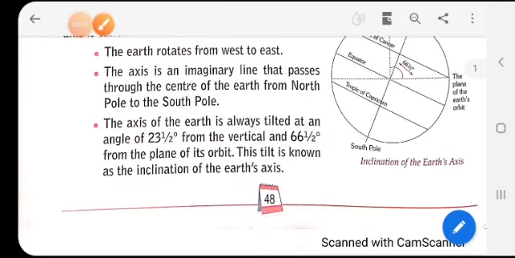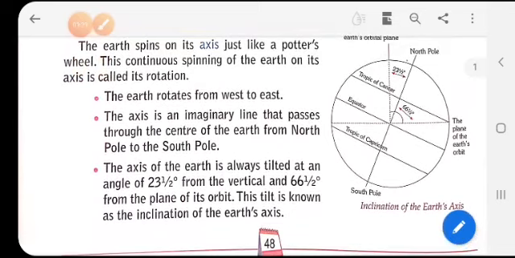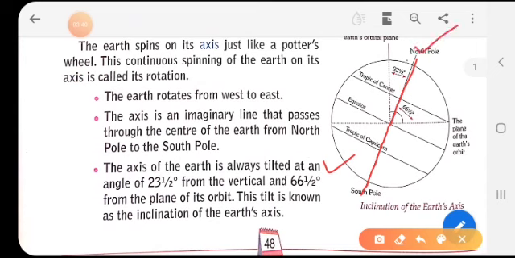The axis is an imaginary line that passes through the center of the earth from North Pole to the South Pole. Now in this diagram you can see that this is the imaginary line that is moving along the center of the earth from North Pole to South Pole. This is what is an axis. The axis of the earth is always tilted at an angle of 23.5 degrees.